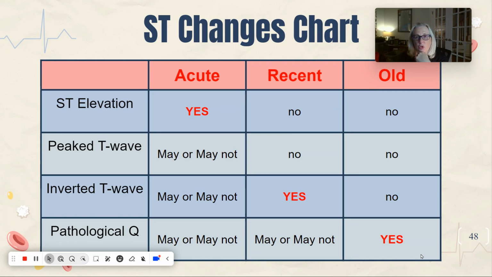Pathological Q may or may not be there during the acute MI, may or may not be there during the recent, but will always be there in an old MI. Okay, so it may or may not be there. If this is the first heart attack they've ever had, it may or may not be there. It will definitely be there in the old MI.